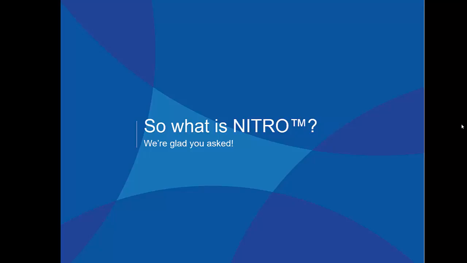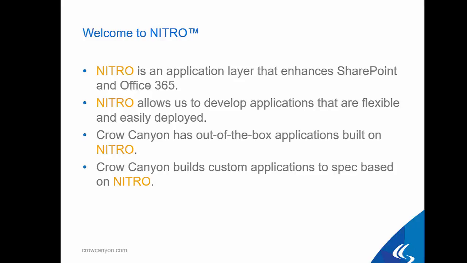So let's move right into Nitro. What is Nitro? Well, let's find out. Nitro is an application layer that is unique to Crow Canyon that we developed specifically to enhance SharePoint and Office 365. Since we are engaging with customers around the world over and over, doing custom projects as well as the out-of-the-box applications, there was a need to develop a layer on top of SharePoint and Office 365 that produced the capability that's missing inside of those platforms. That's UI UX capabilities, workflow and business process capabilities, as well as reporting and analytic capabilities.